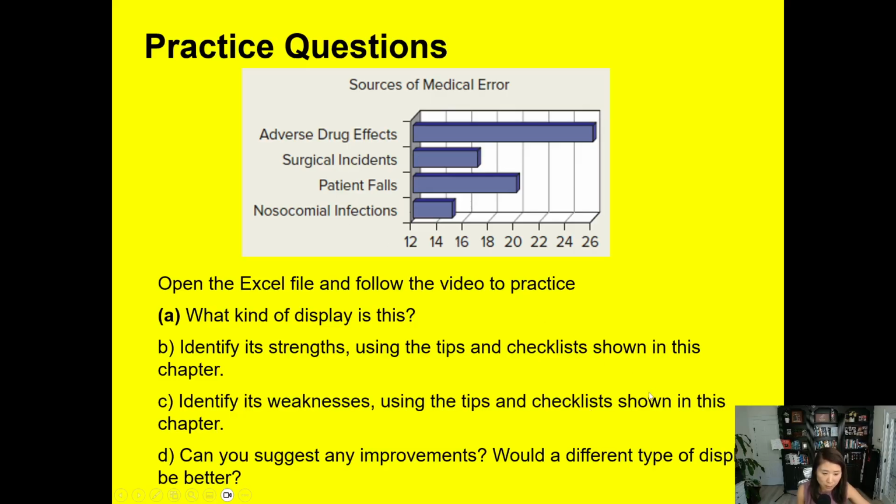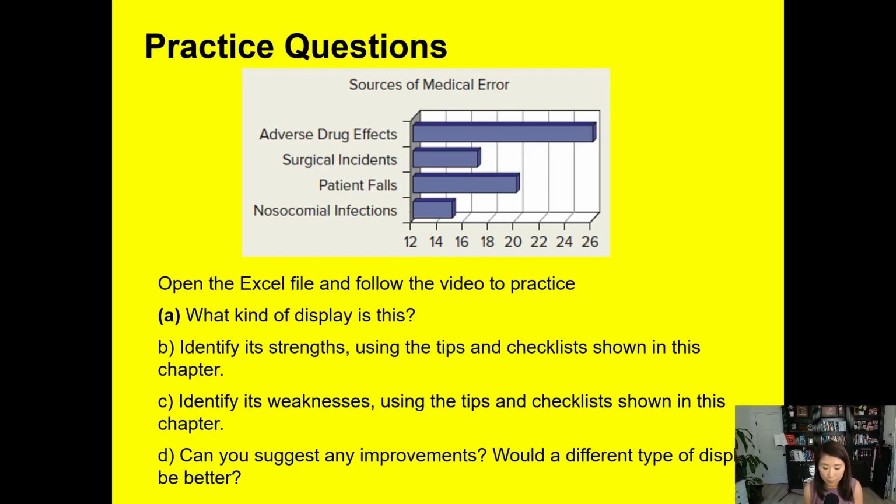Okay, so this is the end of this chapter. Hopefully after learning this, you know how to do a good visualization, and also make sure to follow the computer skill lectures to practice. Make sure you are able to create those charts and tables.